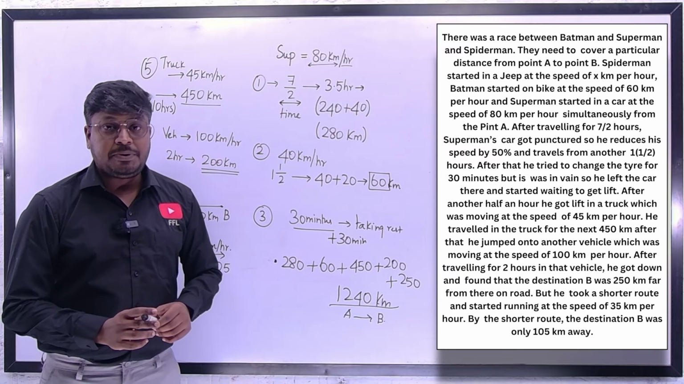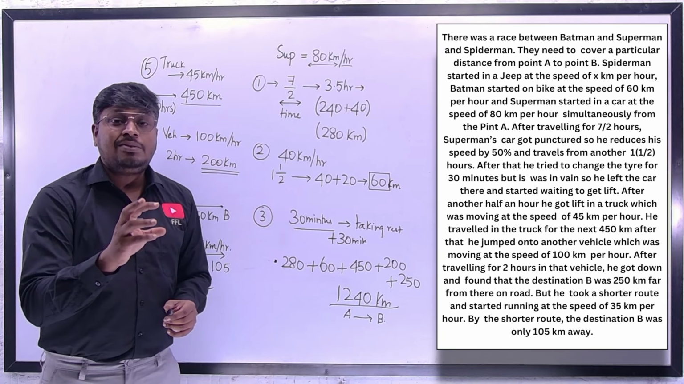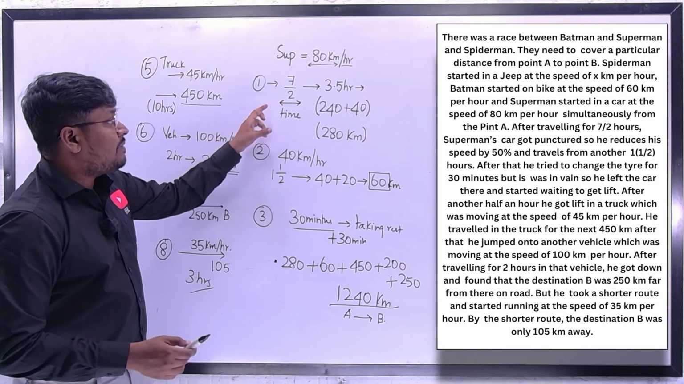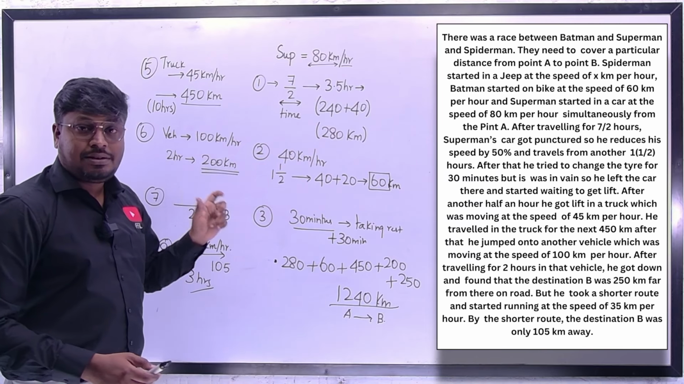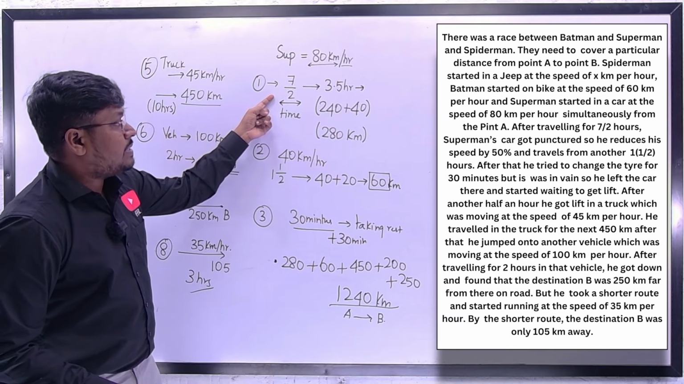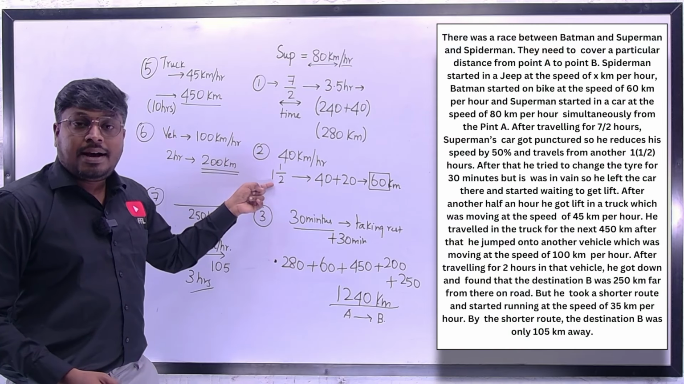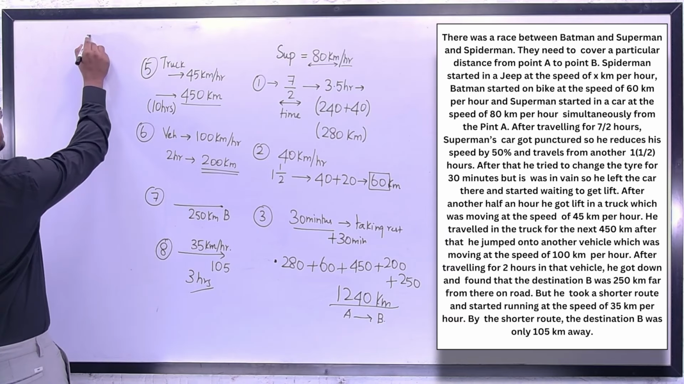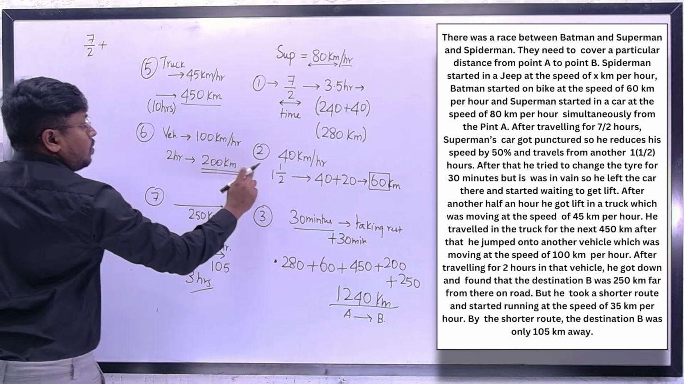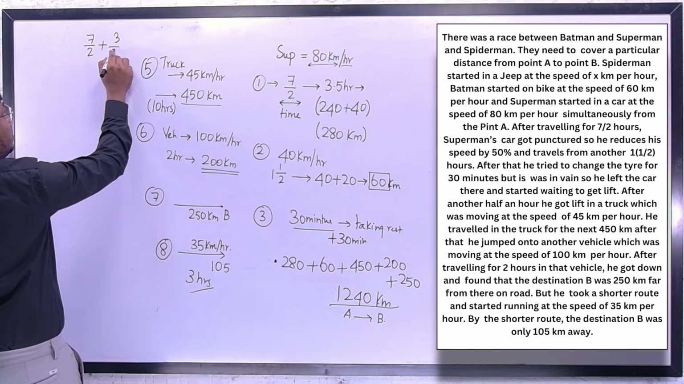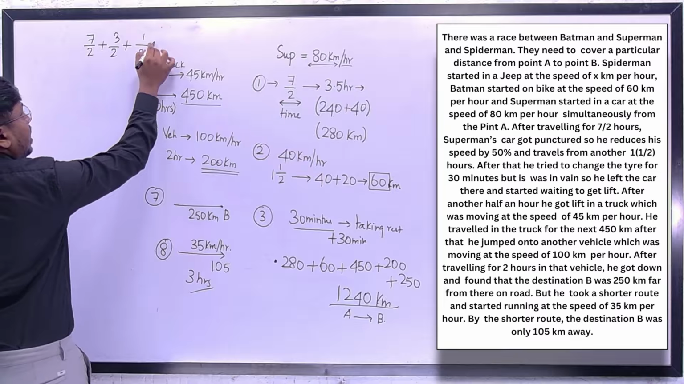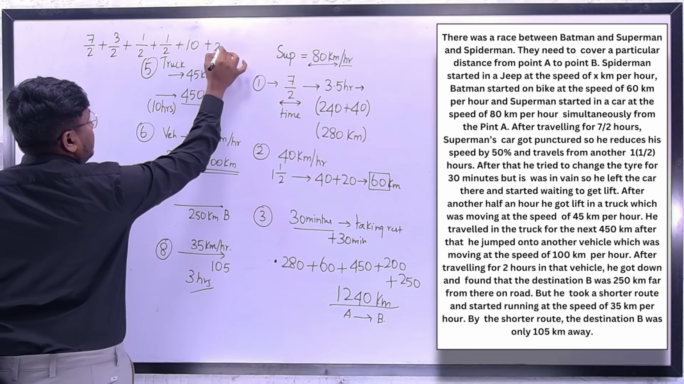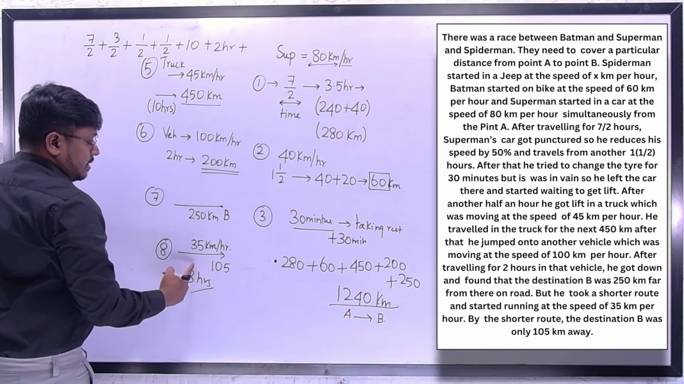That is 1240. And we can also find out the time taken by the Superman to reach A to B, because at most points they have given the time he travelled for each distance. See, 3.5 hours, 1 hour 30 minutes. So let's add all the values, right. So this will be 7 by 2, plus 1 by 2 will be 3 by 2. So plus, and then he waited for half an hour, and then another half an hour, and then another 10 hours, and then another 2 hours, and then another 3 hours.